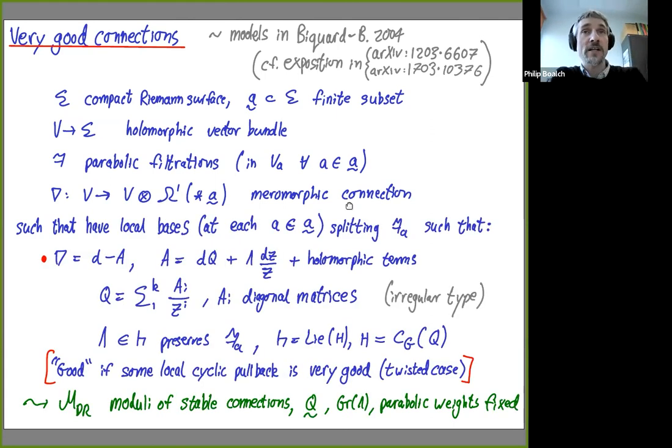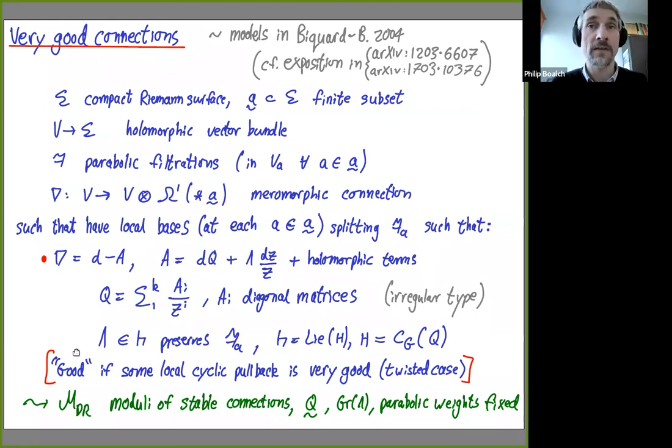And you put in these conditions to get these sort of good or very good connections, such that we have moduli spaces, that we have a Betti picture of the right dimension. So you say that you have local trivializations which split the parabolic filtrations, and you can diagonalize the irregular part. So you get this Q here, which is diagonal. This is the irregular part, and then you have a logarithmic connection, so poles of order 1, like this. And you put in this condition, and this has to be compatible with a parabolic filtration in a particular way. And then you say, this is very good, and it's good if there's some local cyclic pullback, which reduces to this very good case.